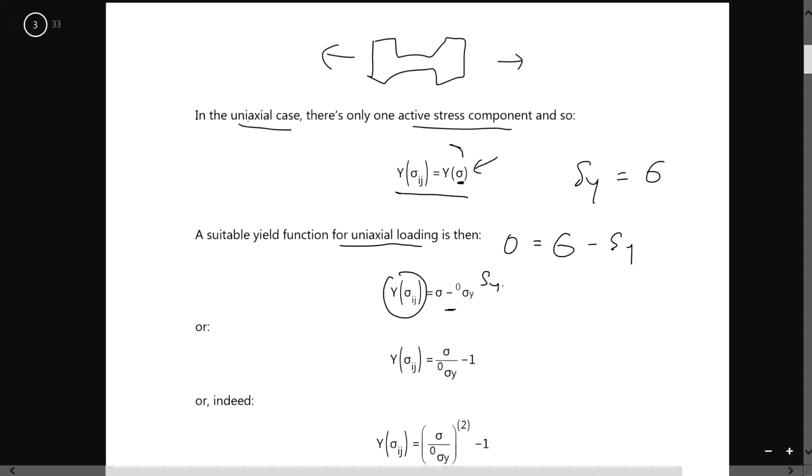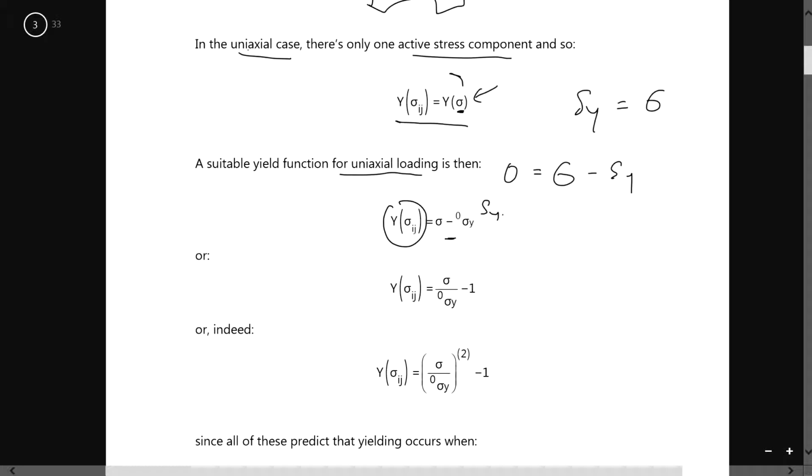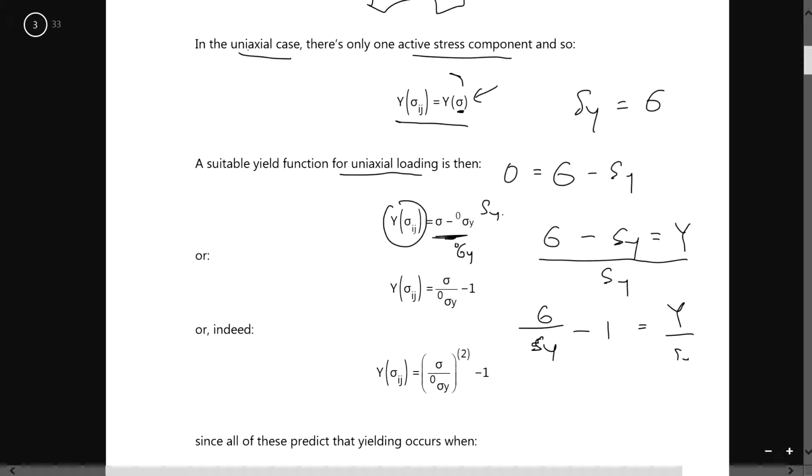That is what we have always said. Instead of writing that, I divide everything by Sy. So sigma minus Sy is equal to some function, and I divide everything by Sy. What I have is sigma over Sy minus 1 is equal to Y over Sy, where Y we know is 0, so everything still goes to 0. Therefore this thing over here is this thing over here, just that this is Sy.